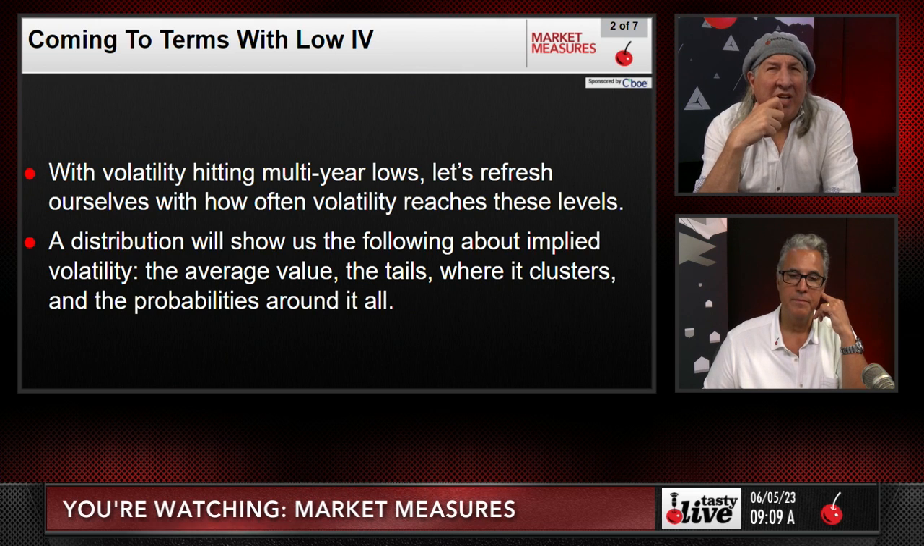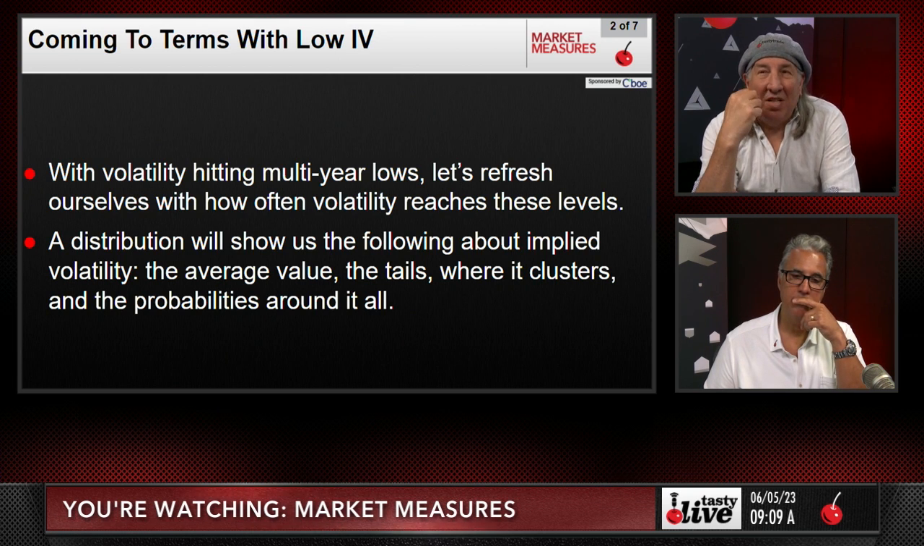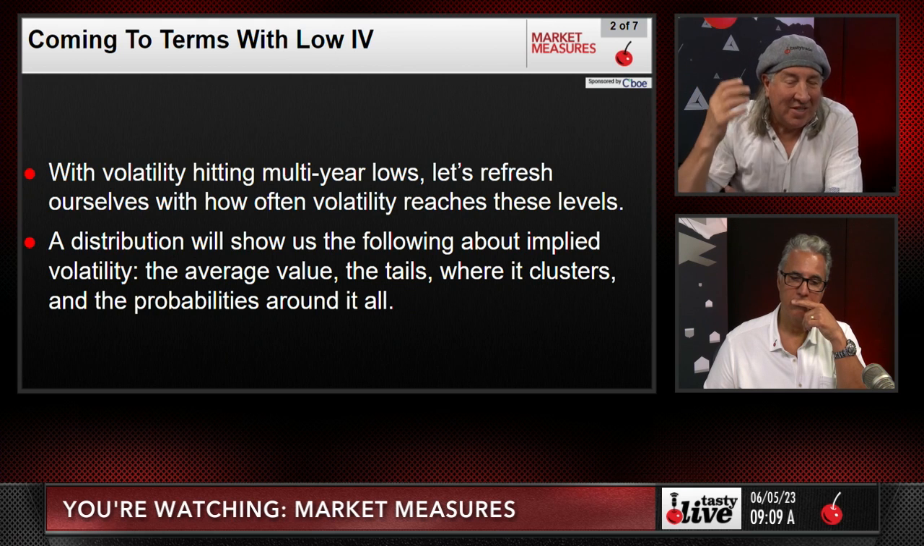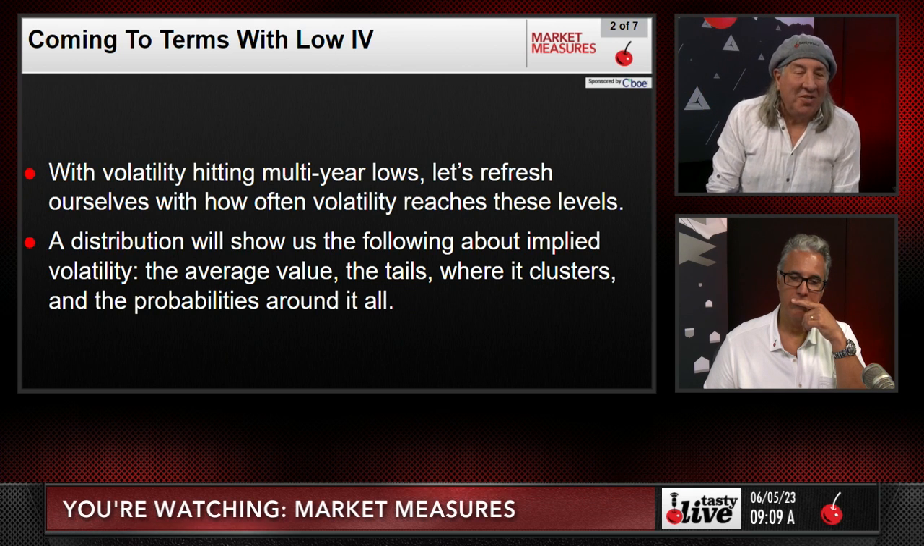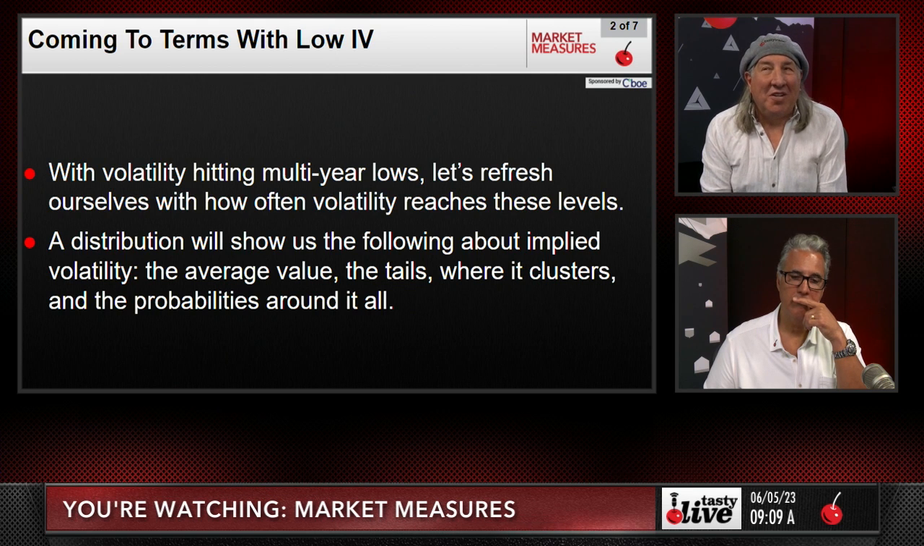With volatility hitting multi-year lows, let's refresh ourselves with how often volatility reaches these levels. A distribution will show us the average value, the tails, where it clusters, and the probabilities around it all. And the one thing we talked about this morning was skew, and all skew does is point out that there's a lot more risk when volatility is super low. But let's go into some of the details here. Next slide.